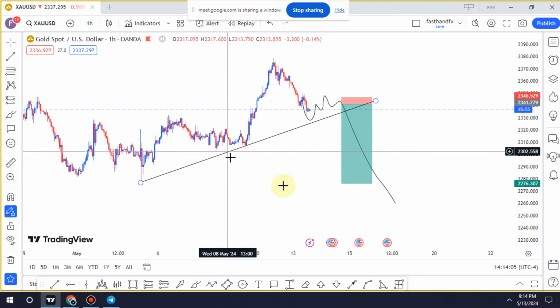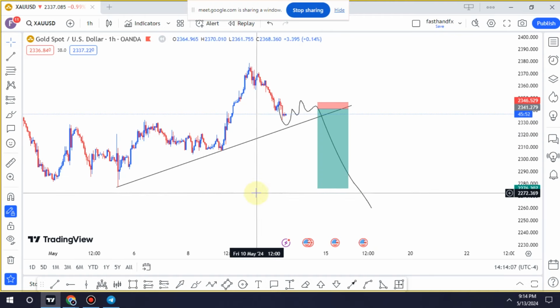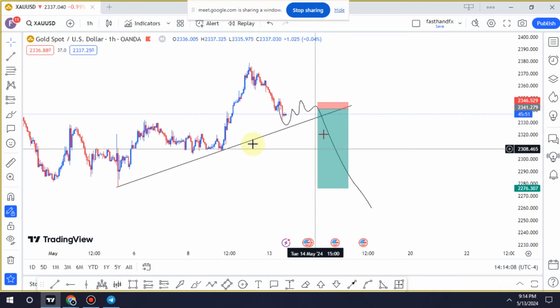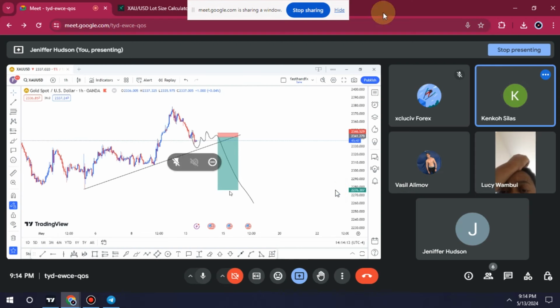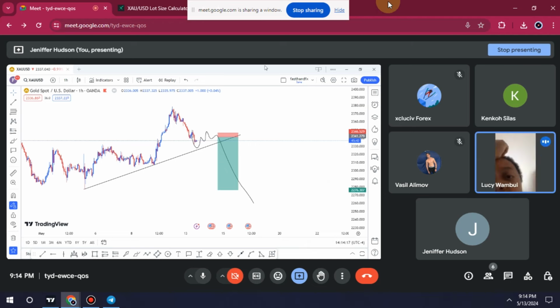All right, so, any question regarding drawing the trend lines? Obviously, the chart we're looking at is a 1 hour time frame.